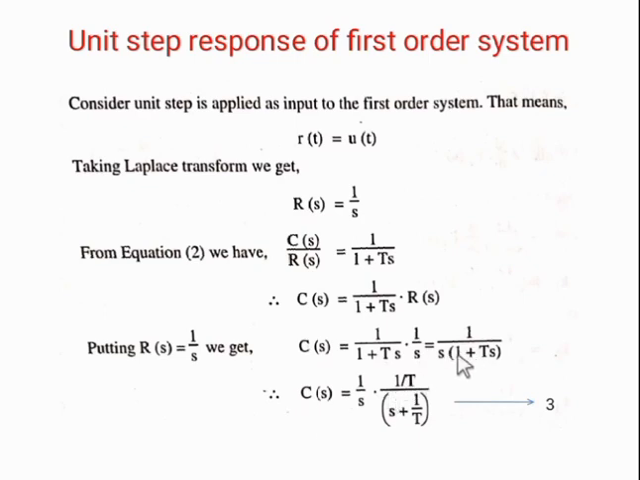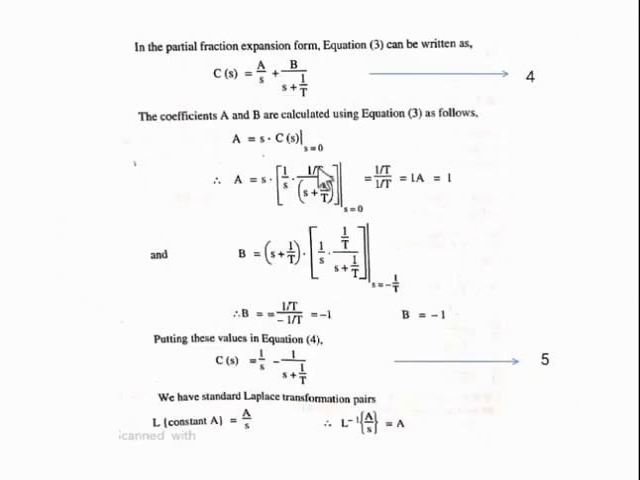Rearranging this equation, C(s) equals 1 over s into 1 over T divided by, if we take T common, s plus 1 over T. If we divide this equation into two parts, that is known as partial fractions. So C(s) equals A by s plus B upon s plus 1 over T. So we get the partial fraction of this equation: C(s) equals A by s plus B upon s plus 1 over T.